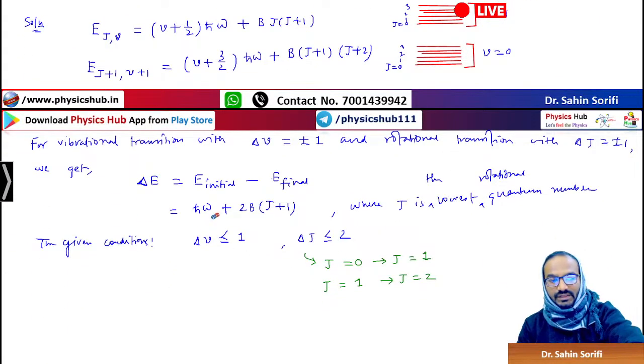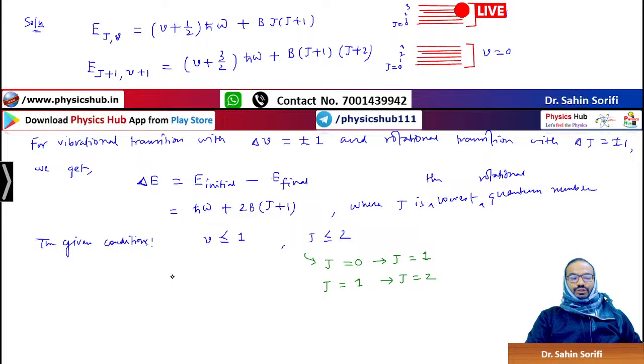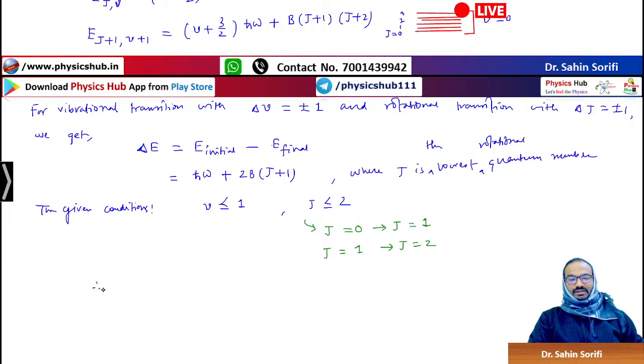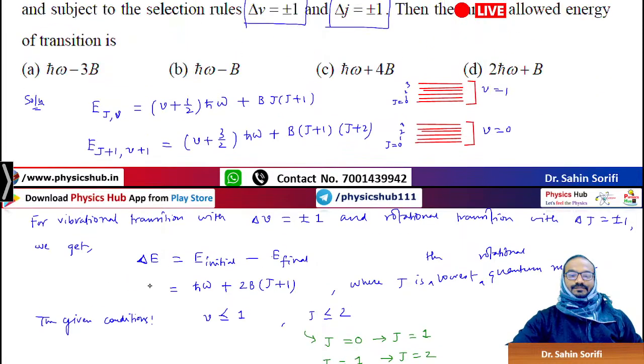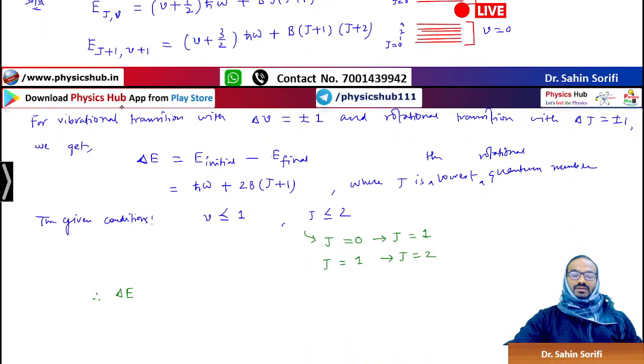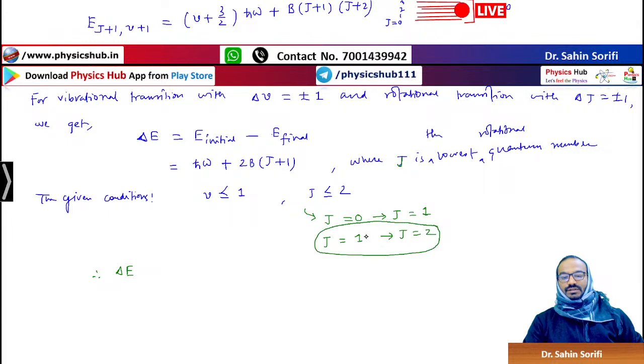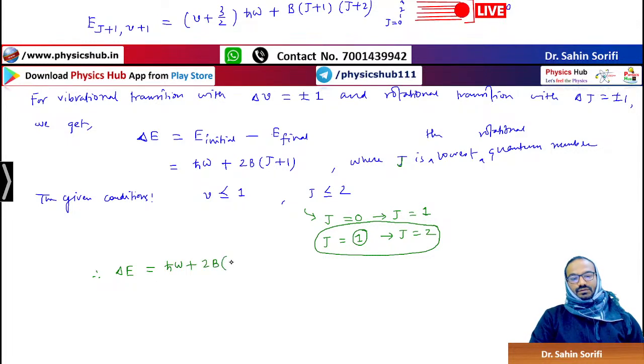It is the quantum number that is restricted, not delta. So what is delta E, the largest allowed energy for transition? J is the lowest quantum number, and for the largest, the lowest one is J equals 1. So delta E will be h cut omega plus 2B into 1 plus 1, so h cut omega plus 4B. That is matching with option C.